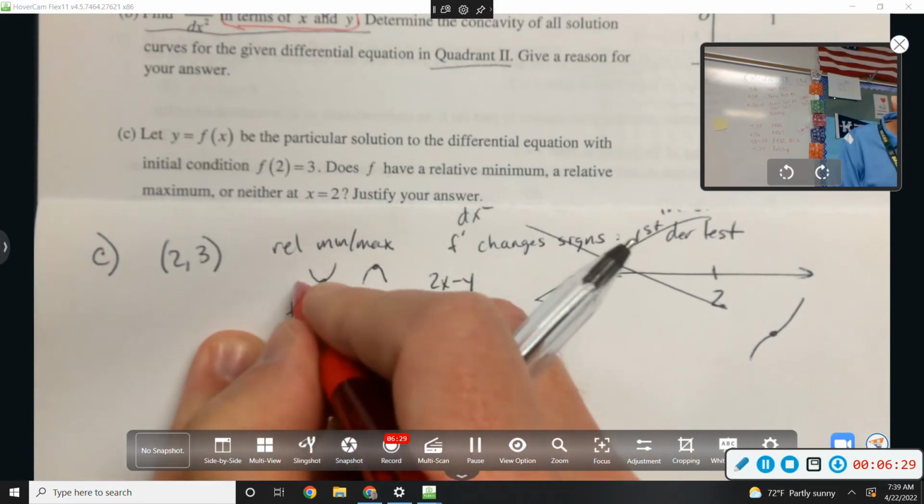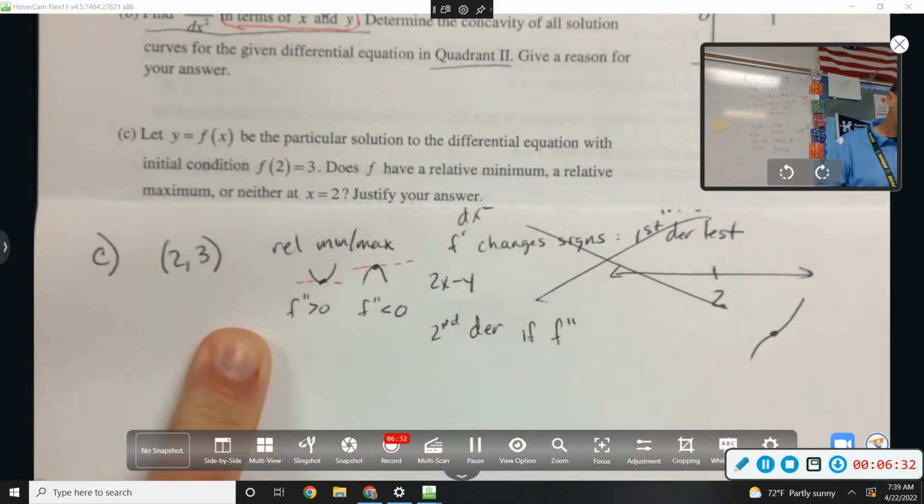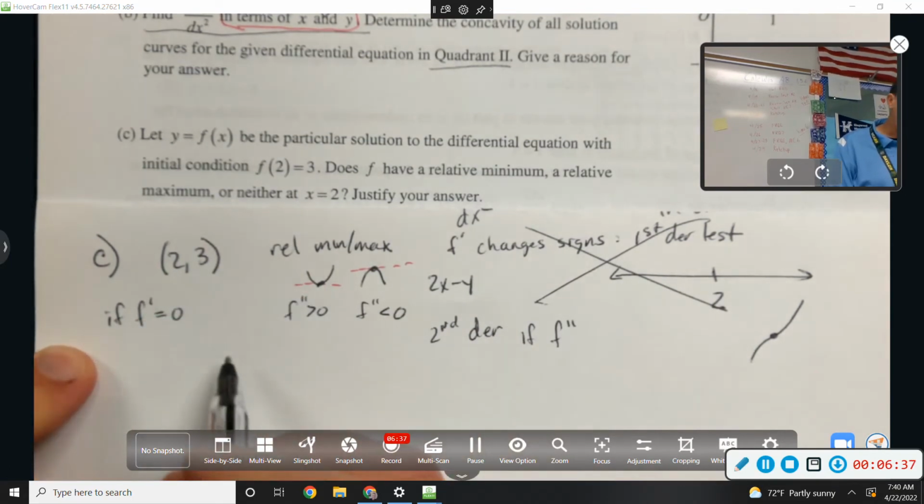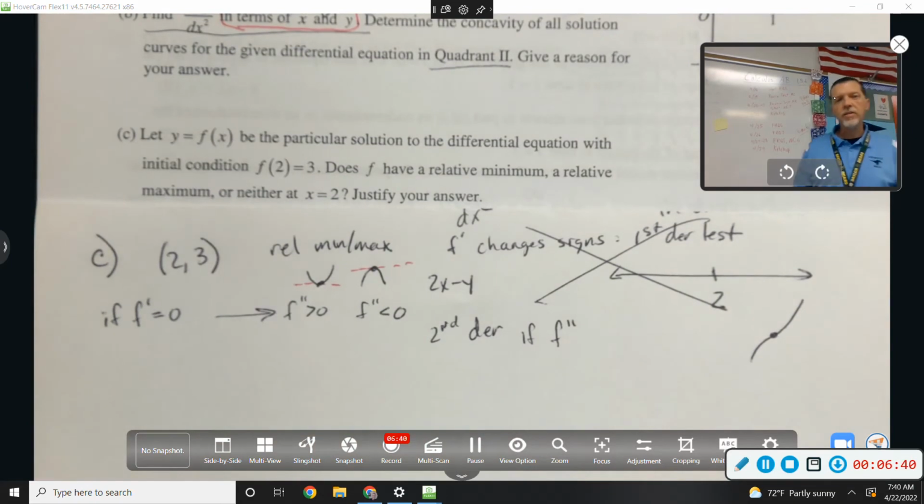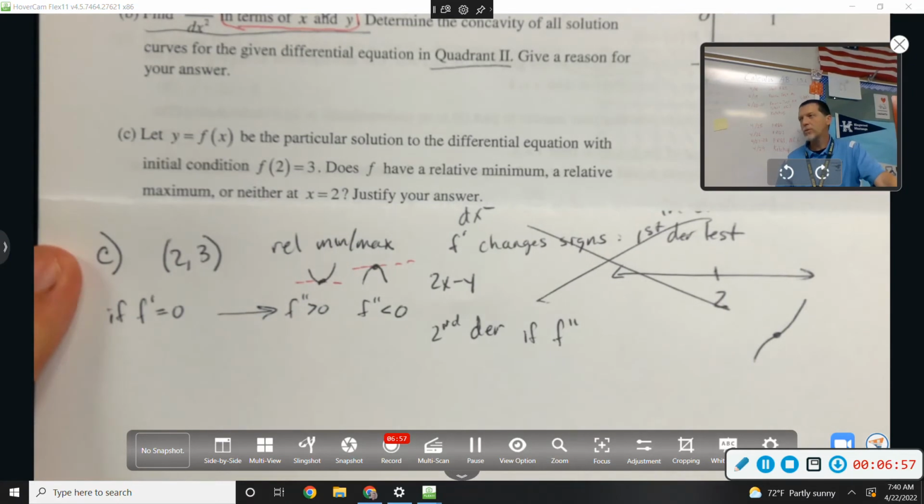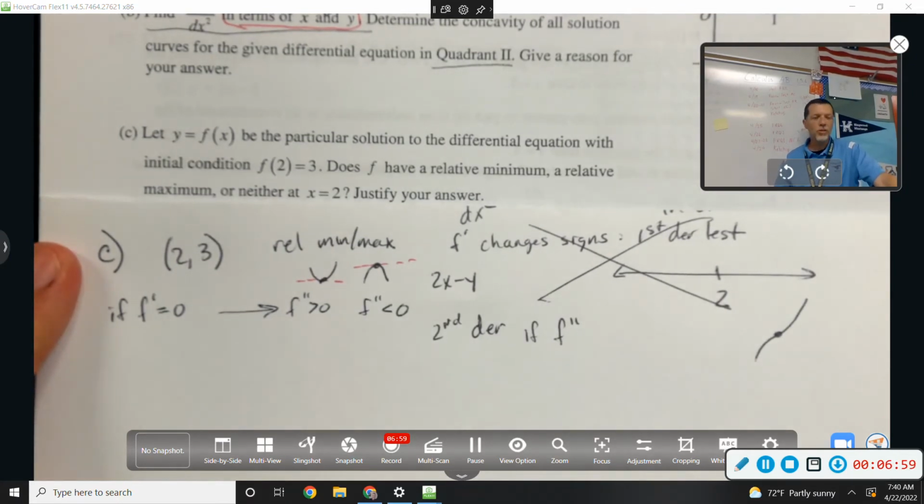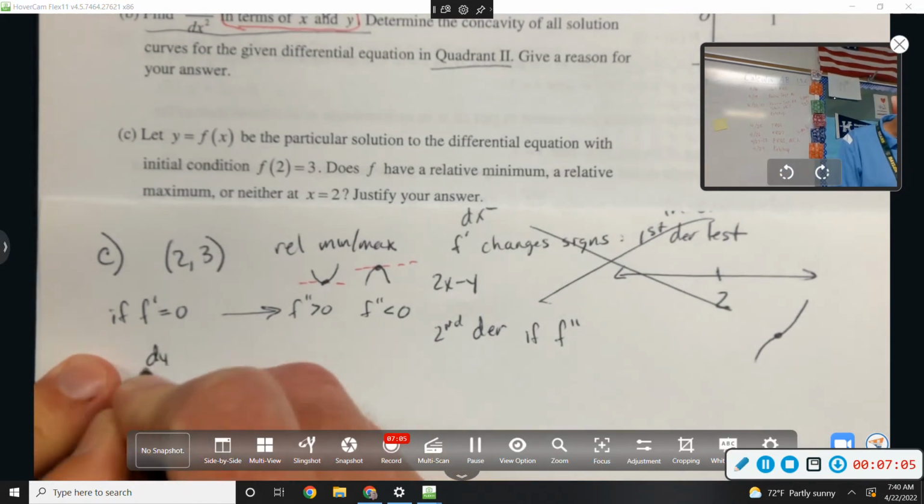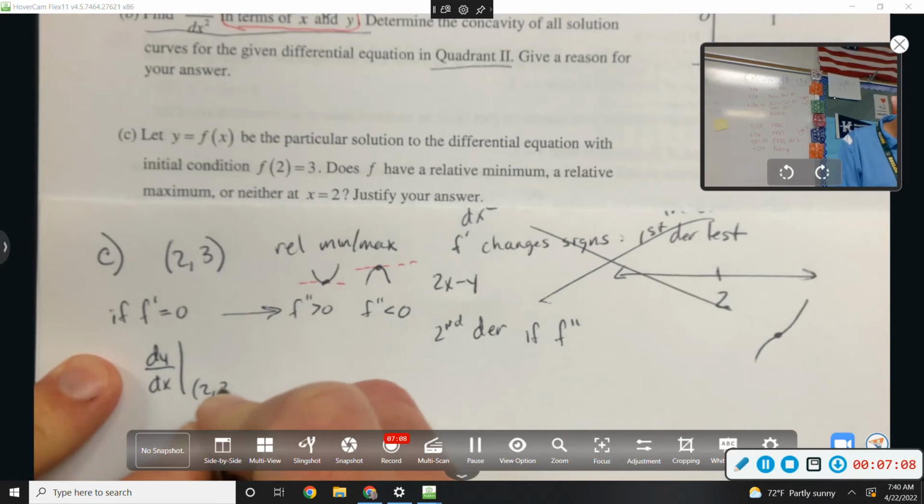There is an element of the first derivative. I need the first derivative to equal 0, and then I'll look at the second derivative to figure out if it's down or up. That's the second derivative test. Your first guess was the first derivative test because that's how we did most of them. AP knows that most students do the first derivative test, so they've made a problem that forces you into the second derivative test. All right, so let's find the first derivative at 2, 3.